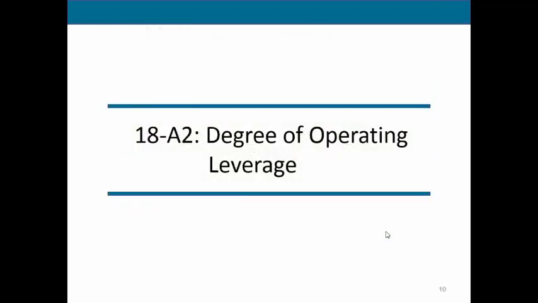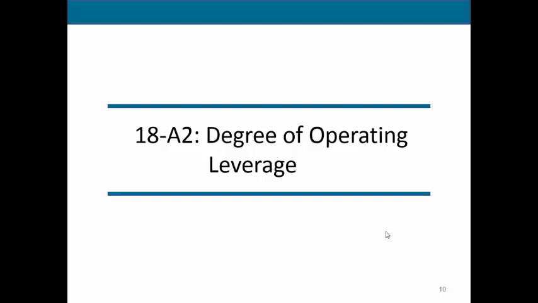Finally, we're going to look at what we call the degree of operating leverage. We spent a lot of time talking about variable costs, fixed costs, and contribution margin. When we talk about operating leverage, we're getting an understanding of how a company is set up. Do they have more fixed costs, or do they have more variable costs? And when we talk about operating leverage, we're also looking at the degree of risk that a company has.